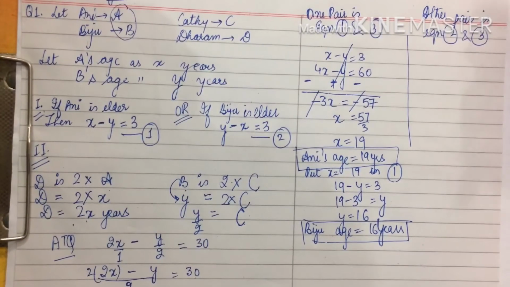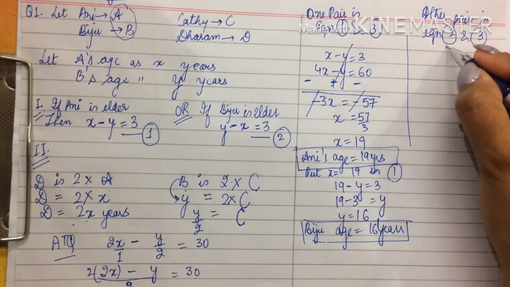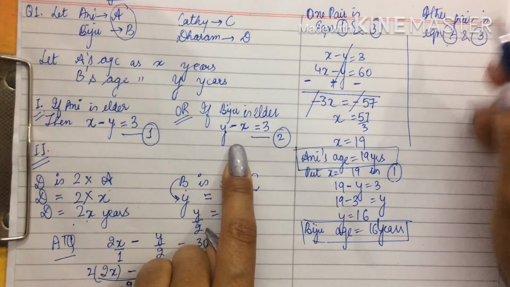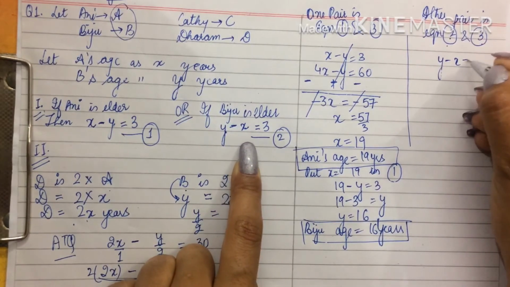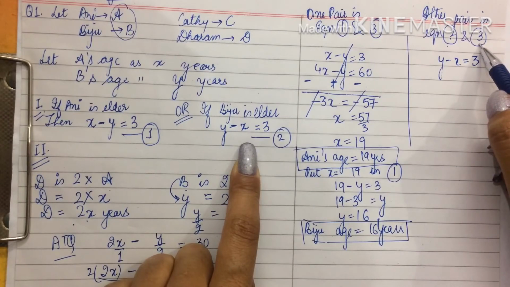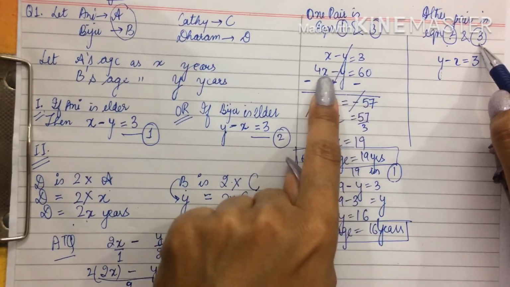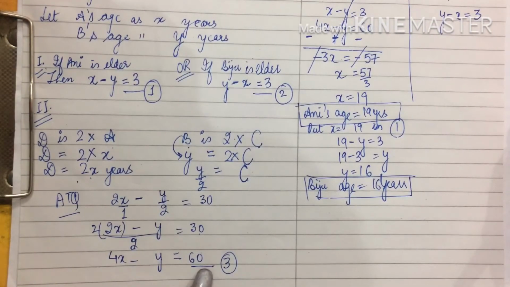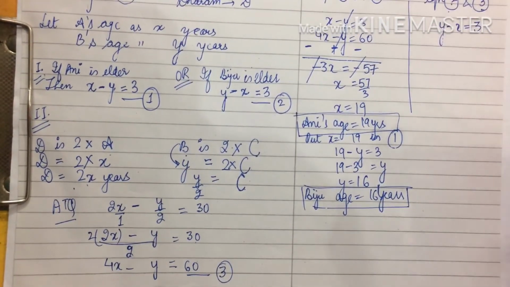Let's solve the second case, equation number 2 and equation number 3. Now equation number 2 is when Biju is elder. So we have y minus x equals to 3. Let's take the third equation. Third equation is 4x minus y equals to 60. So I'm writing it over here.